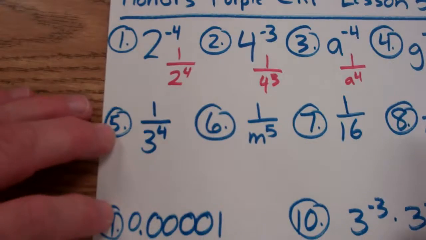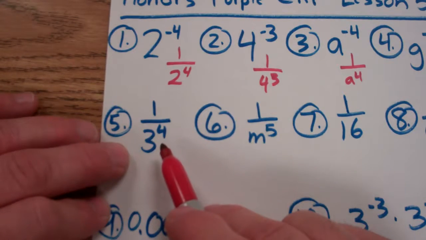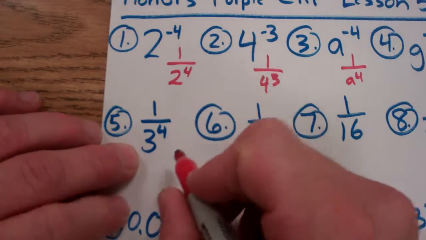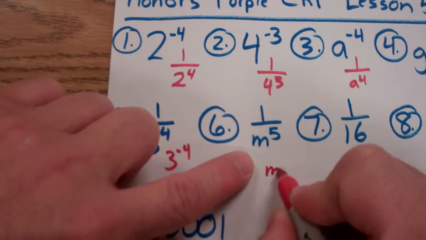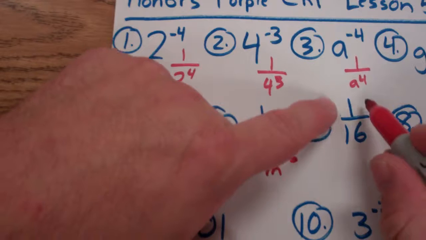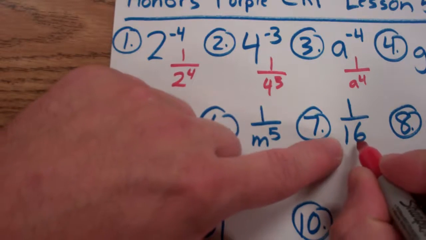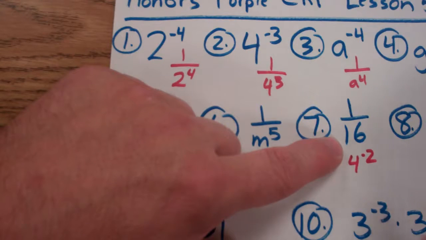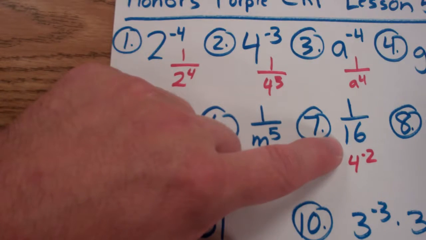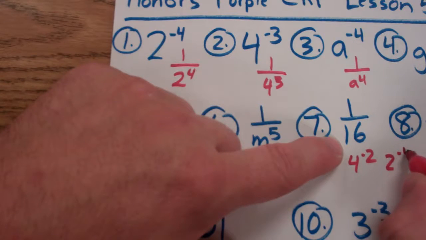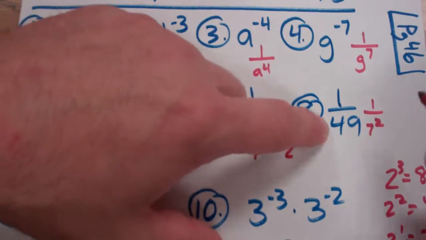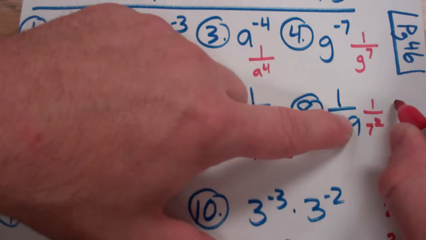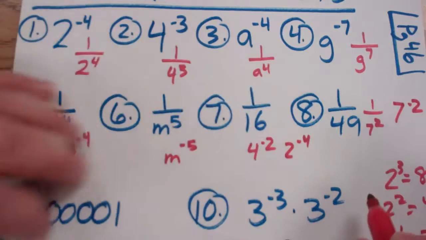So recognizing that, this is just reversing that process, writing this as a negative exponent. So 3 to the fourth positive on the bottom, if I flip that to the top, then it would be 3 to the negative fourth. This would be m to the negative fifth if I flipped it to the top. I could write this as 4 to the negative second, or I could write it as 2 to the negative fourth, right? And then 1 over 49, that is 7 squared, correct? So it'd be 1 over 7 squared, so if I flip that to the top, it'd be 7 to the negative second power on the top.